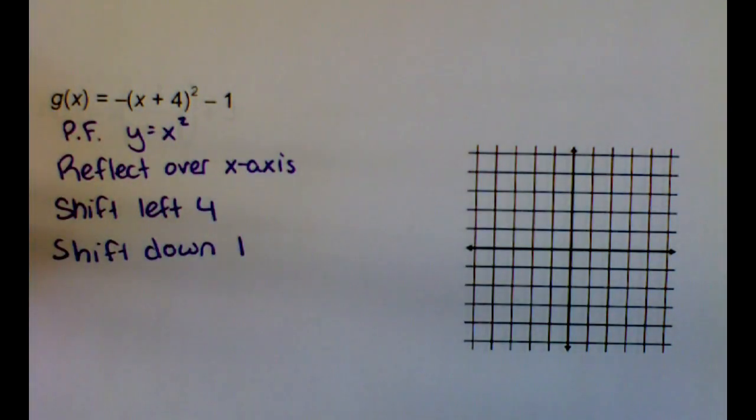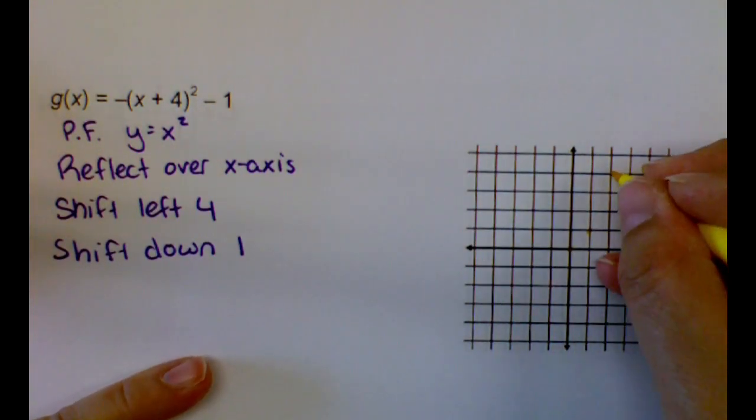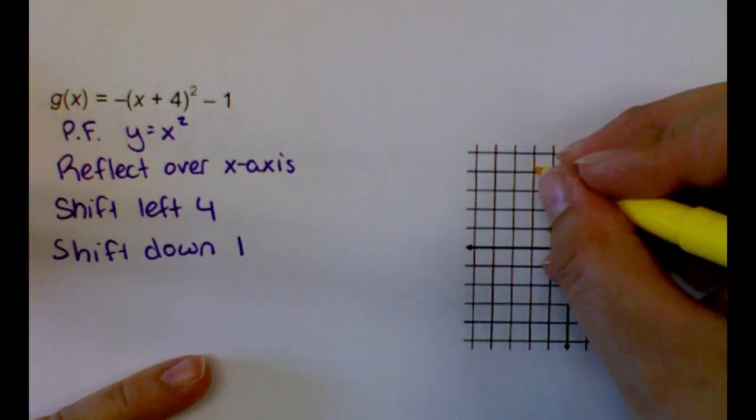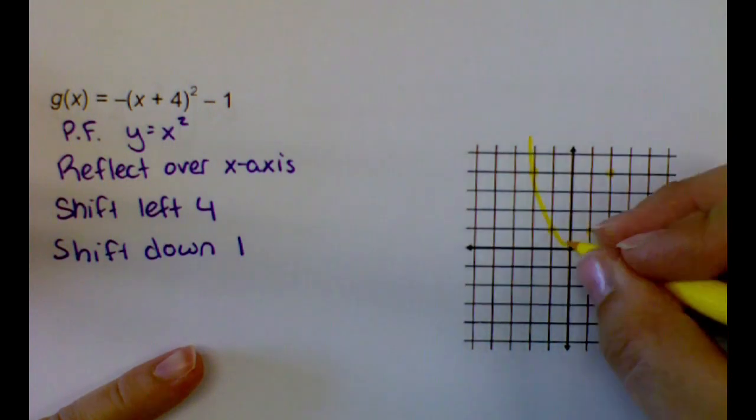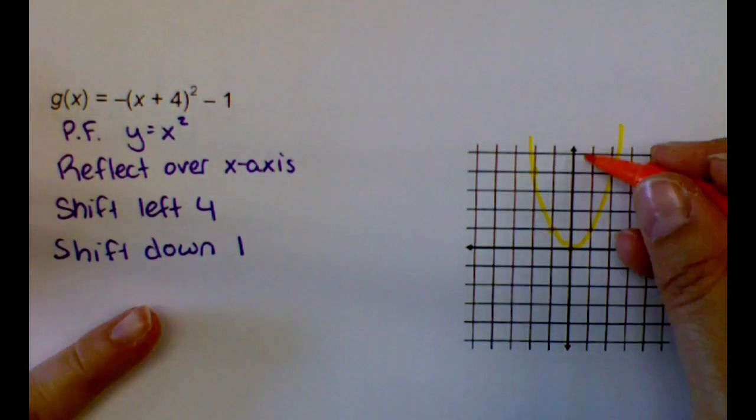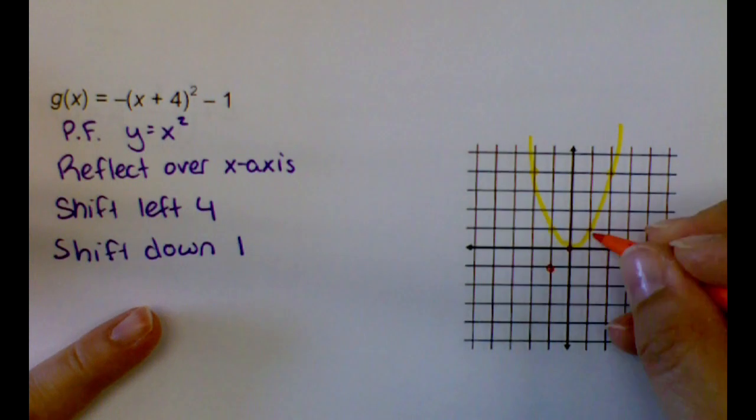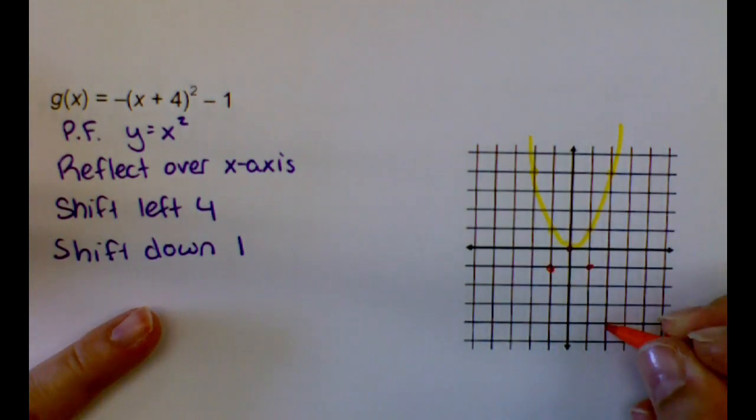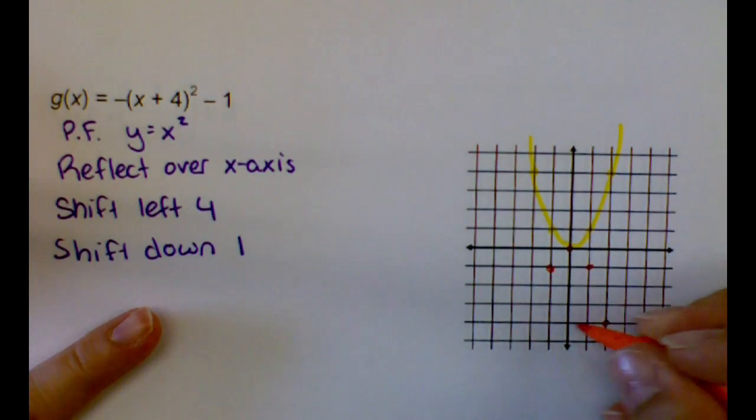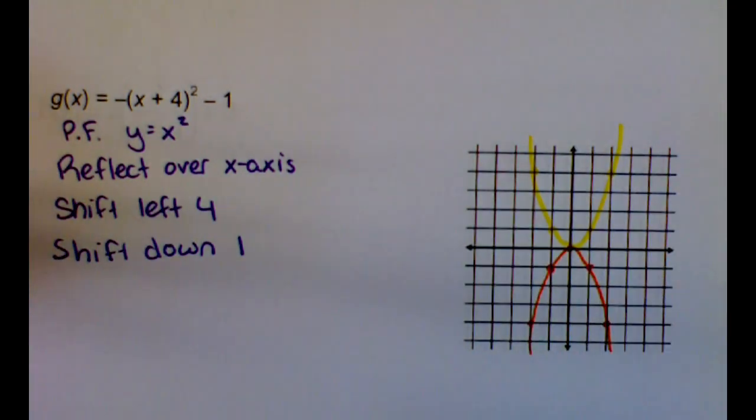So starting with my original graph, y equals x squared is a parabola. All right, there's my original graph. First, let's reflect over the x-axis. I'm actually going to use a couple different colors. If I reflect over the x-axis, every point with a positive y value becomes negative, and if it were a negative y value, it would become positive. So now my graph looks something like that.